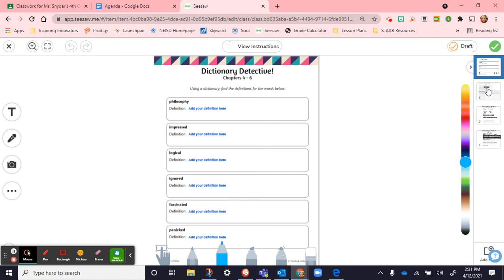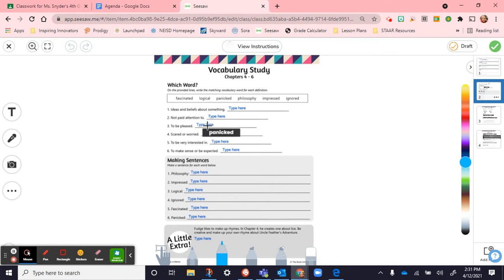So the dictionary detective part, you're looking up these and adding the definition here. Then here you're looking up, you can use the words in the word bank to match them with the definition, then creating your own sentence. And then this down here, there's a part in there where Fudge is making up rhymes and things like that. So that one down there is just a little extra where you make your own.